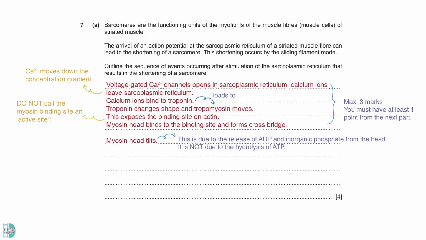Then, myosin head tilts. Remember that the tilting is due to the release of ADP and inorganic phosphate from the head. It is not due to the hydrolysis of ATP. When the head tilts, it pulls actin. This is called a power stroke, and the sarcomere shortens as the thin filaments are pulled towards the M line.